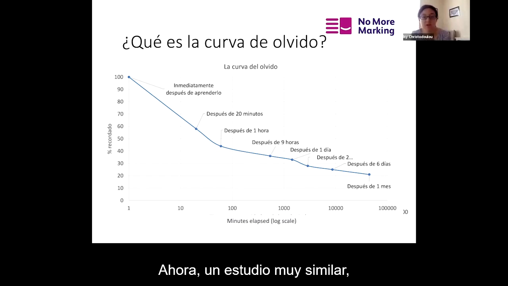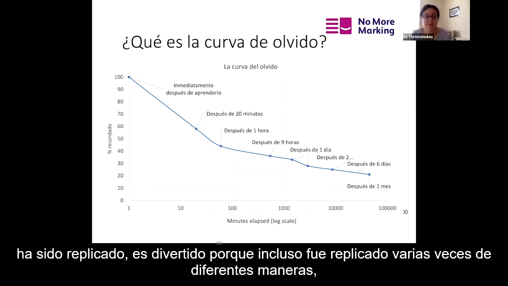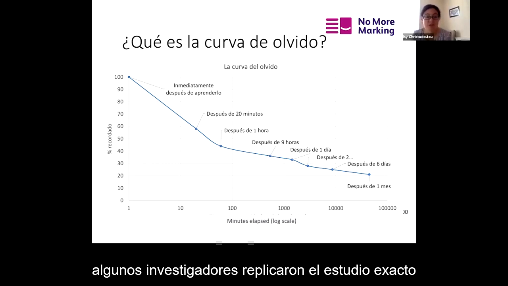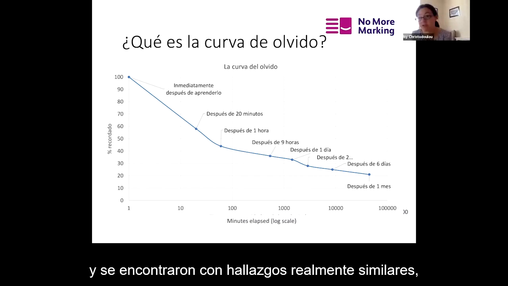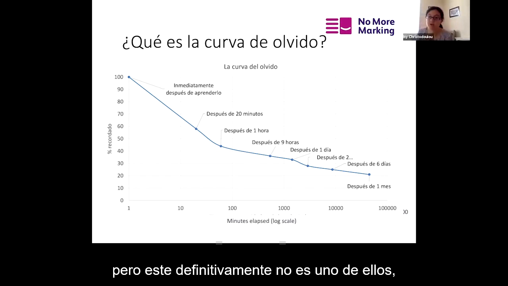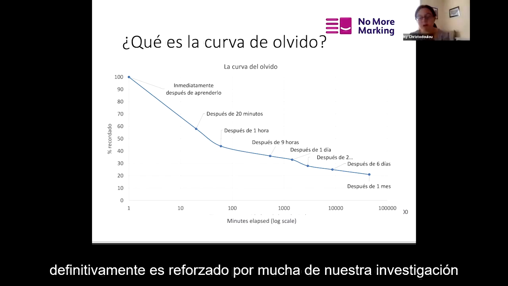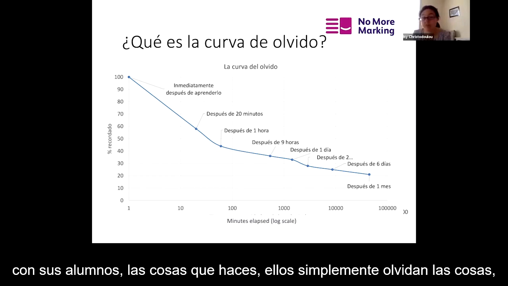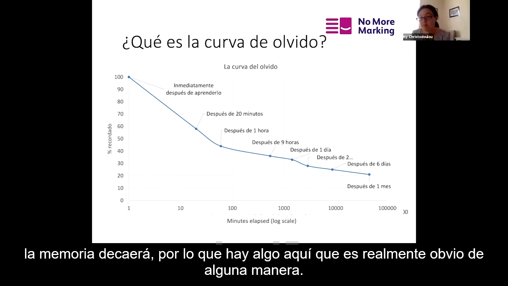Now, this was a really seminal study. It's been replicated a number of times in different ways. Most recently, in 2015, some researchers replicated the exact study and came up with really similar findings. So we know there are issues in psychology with replication, but this is definitely not one of them. It definitely is reinforced by a lot of other research. And also, I'd like to think it's something that you probably see in your own life with your students, that you do just forget things. Memory will decay. So there's something here that's really, in some ways, quite obvious about this.